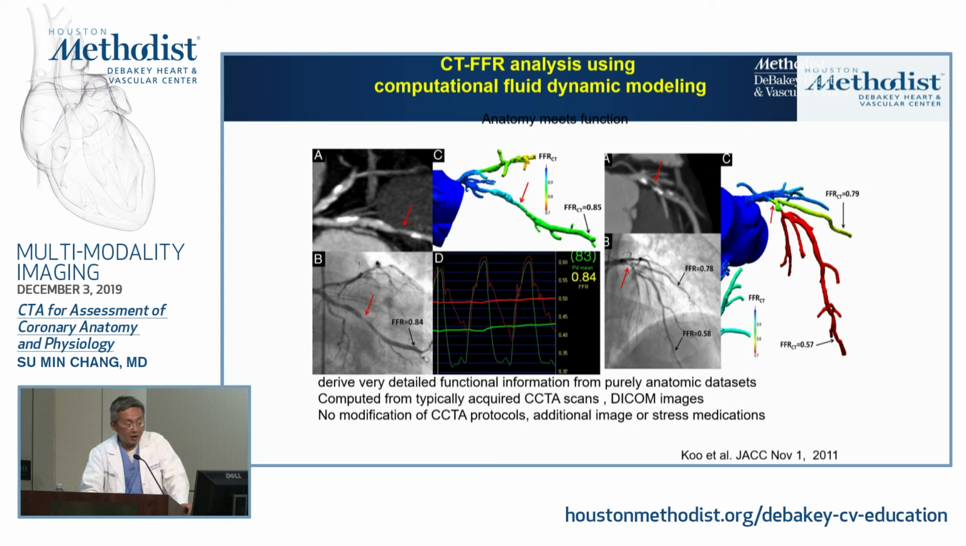But the problem is obviously you need to have 2 scans. You need to give the patient adenosine, a stressor. So it's not very efficient, and you're adding more radiation because you're doing 2 scans. But you can do a dynamic CT perfusion scan with the dose around 6 to 8, I would say average 8 to 10 millisievert, which is comparable to 2-day rest-stress SPECT myocardial perfusion imaging.